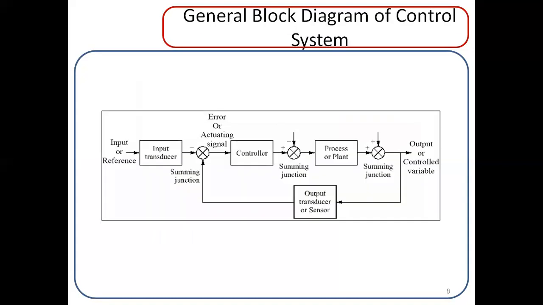So, control system. Yeah, the basic difference that you have already discussed here: it is called an output transducer or sensor. This is called a feedback loop, and this feedback goes from the output to the reference channel, this is called a reference channel.